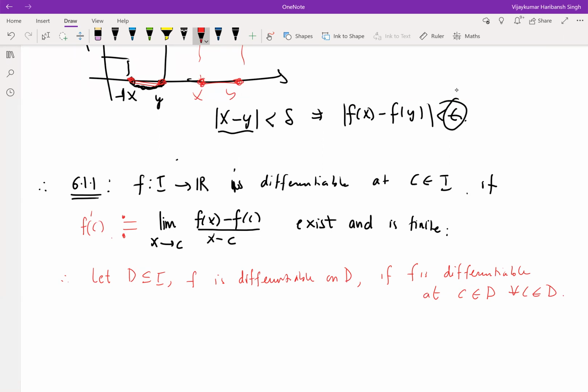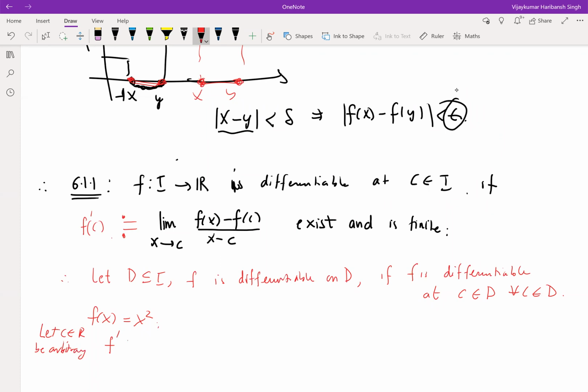All right. So again, the motivation lies in the existence of the slope of the tangent line and so on and so forth. But that is not our concern at the moment. So consider the following example: f of x equals x squared. Now, let C belong to R be arbitrary.